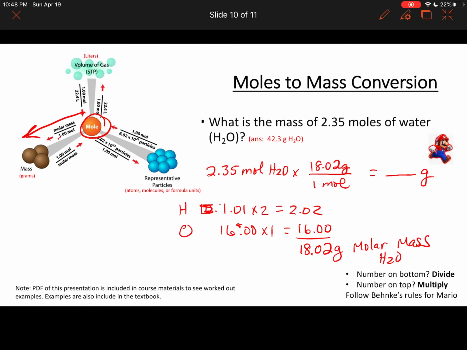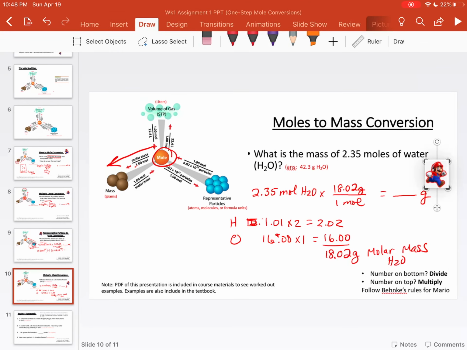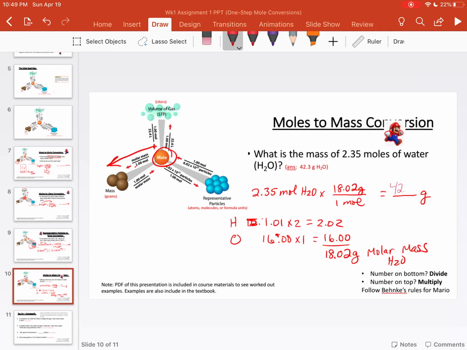And let us bring Mario back here. Mario's going to take this trip. So 2.35 times 18.02 divided by 1 equals, and that will give us 42.3 grams of water.